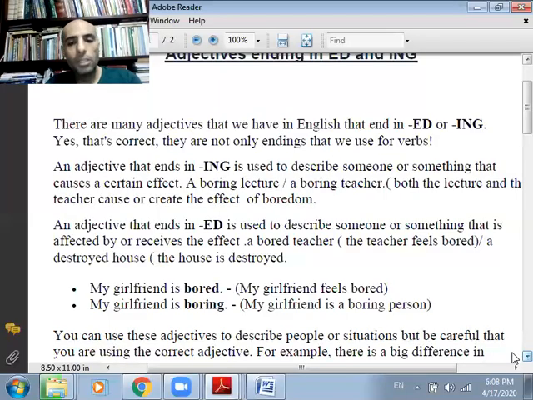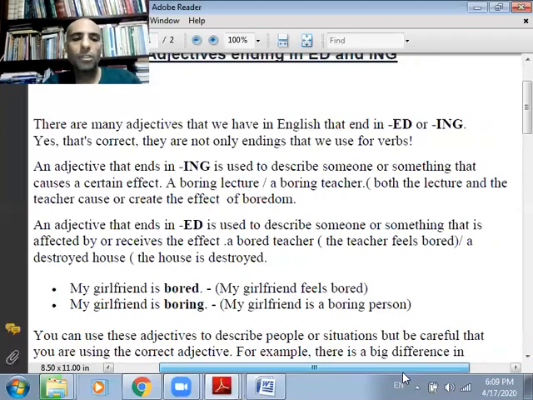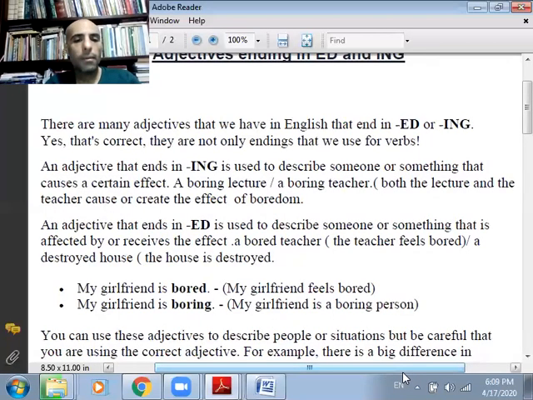When I say a boring teacher, someone might say the lecture today is boring and the teacher is so boring. It means that the teacher has created the effect of boredom. So he is the one who did this. But when I say, what's wrong, the teacher seems bored, with bored, which we will explain shortly, then the one who is bored is the one on whom the boredom fell. So in these two examples, both the lecture and the teacher cause or create the effect of boredom. Okay?